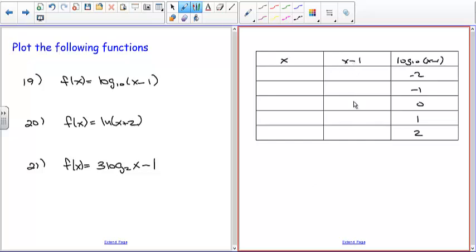So the logarithm of 1 is 0. Because the base is 10, what we do here is 1/10, then 1/100th, and then 10 and 100. So 10 squared is 100, 10 to the first power is 10, 10 to the 0 power is 1, 10 to the negative 1 power is 1/10, 10 to the negative 2 power is 1/100th. And then to get here, we're going to add 1. So this will be 1 and 1/100th. This will be 1 and 1/10th. This will be 2. This will be 11. And this will be 101.